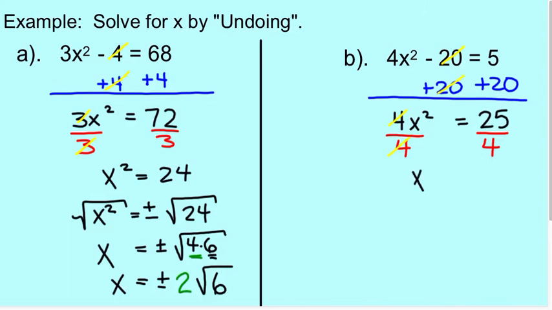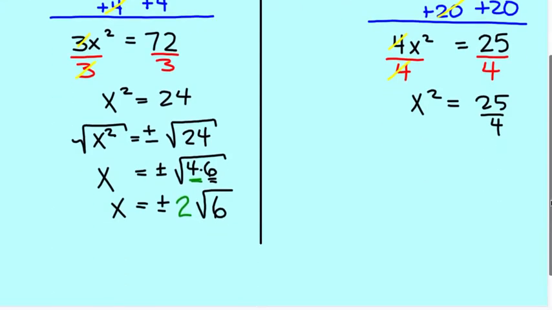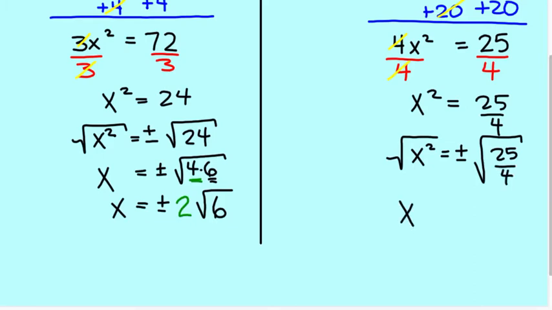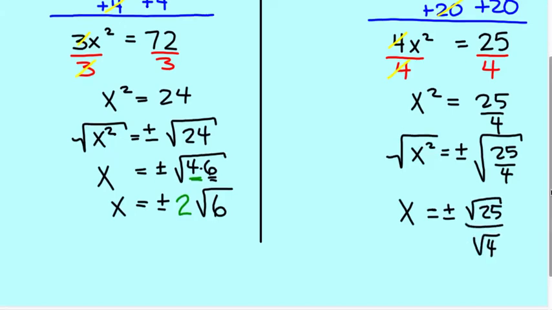So on the left, we're left with x squared, and then 25 over 4. Square root both sides. Don't forget the plus or minus. And undoing gives us just left with an x, plus or minus. And one of the nice things with the radical is that you can split up that radical into 2 pieces, a numerator and a denominator.